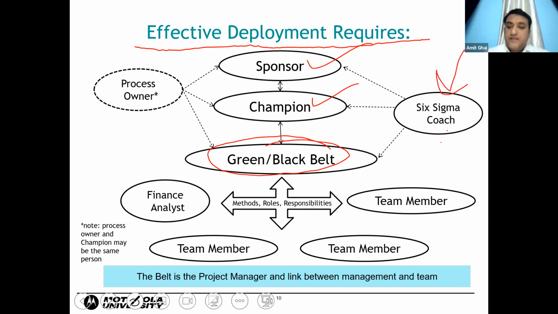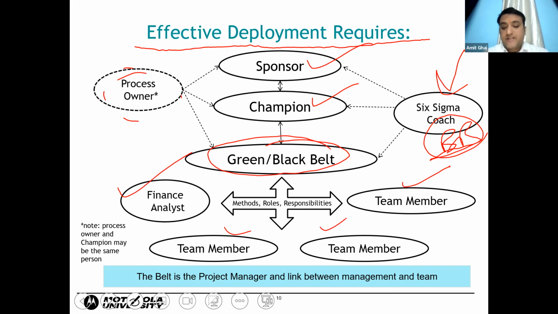Here is typically a black belt person like me who will coach you throughout your journey. And there may be some process owners, those are separate if you are doing it on somebody else's project. We must have a financial analyst who will actually calculate the ROI of your project. There would be several team members sitting across the organization. Those will support you through this Six Sigma project.